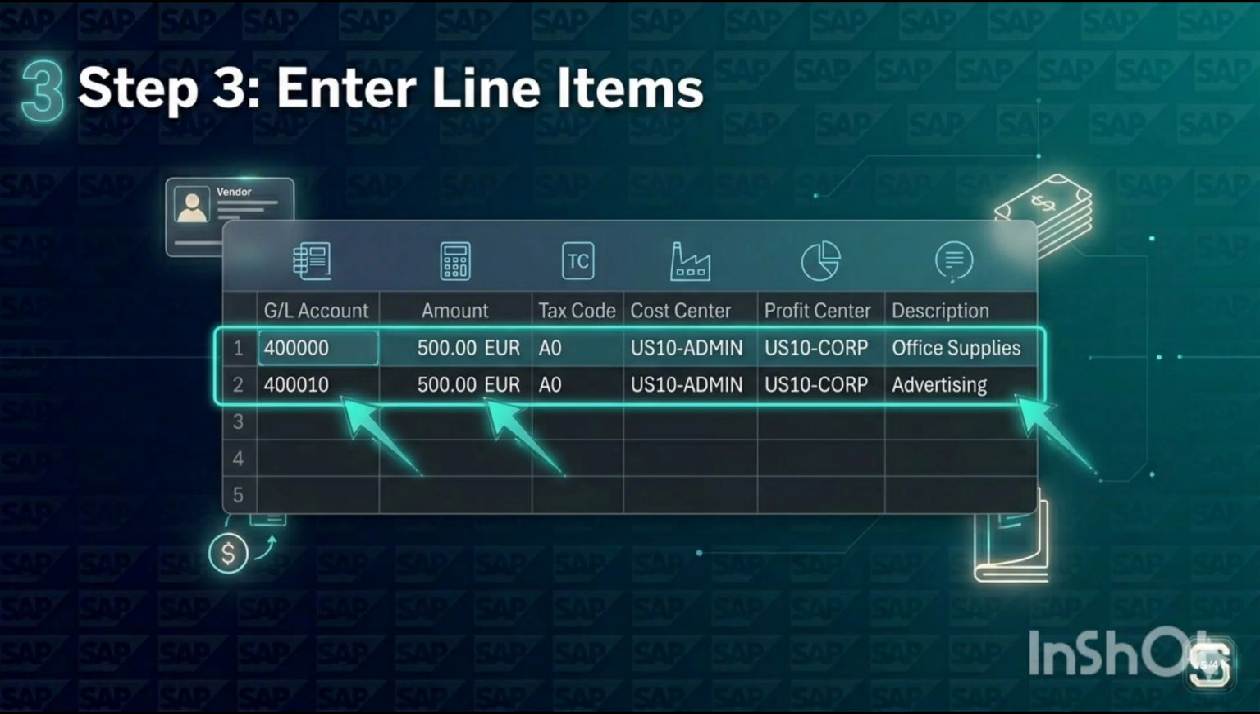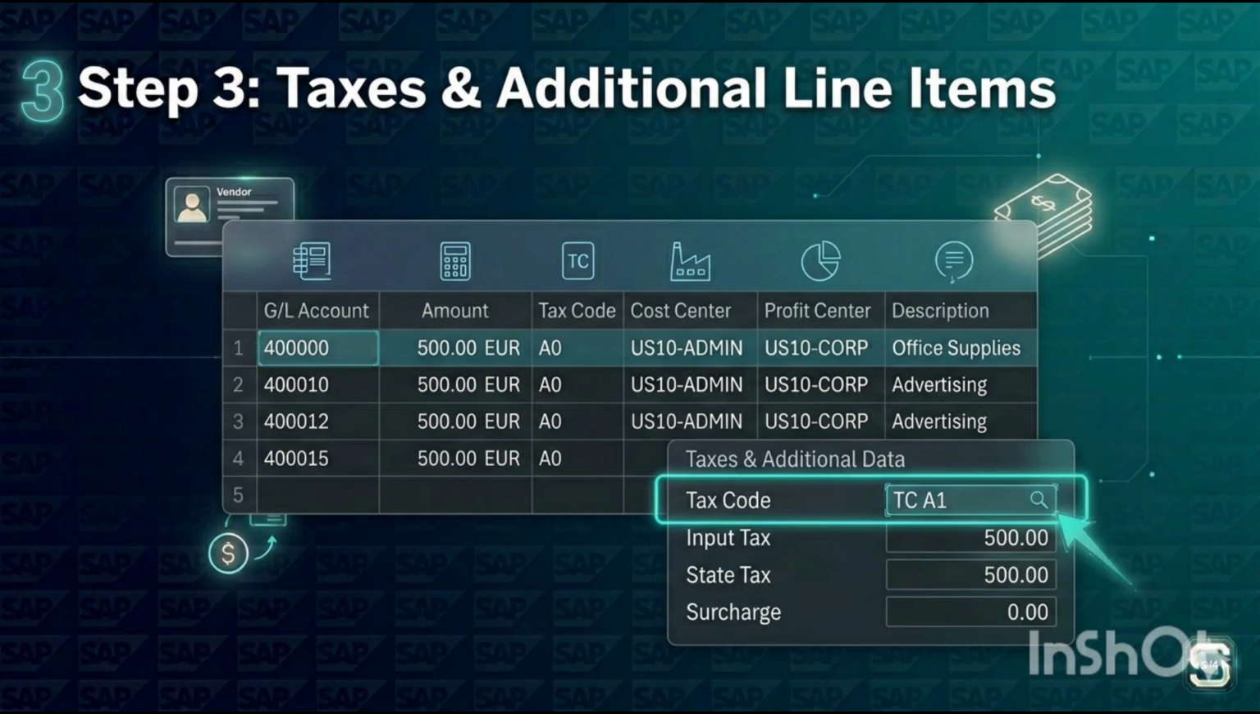Continuing with the line items, now enter the tax related information. Select the appropriate tax code for each taxable line item. The system will automatically calculate the tax amount based on the tax code. You can also enter a separate line item for tax if required.